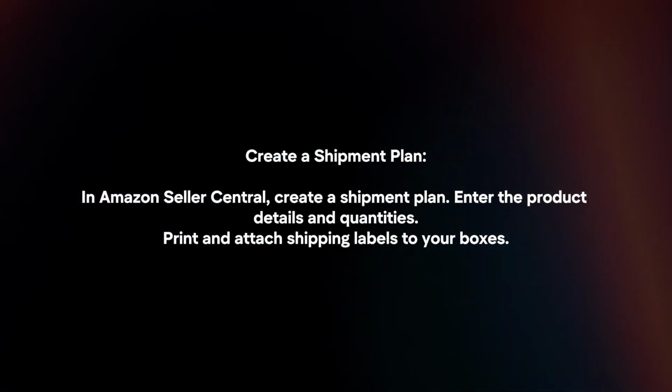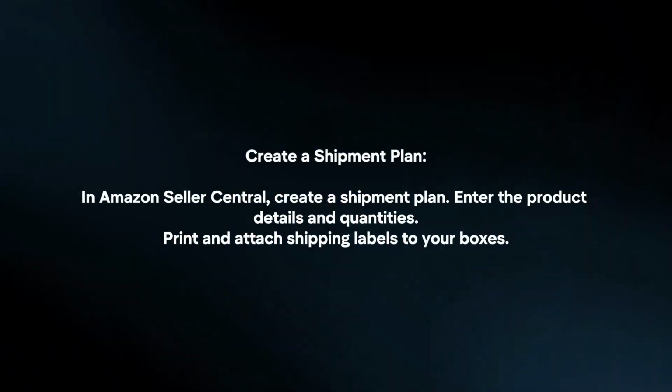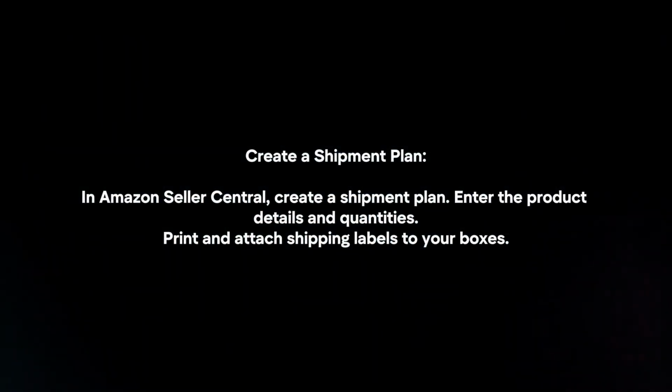Create a shipment plan. In Amazon Seller Central, create a shipment plan. Enter the product details and quantities. Print and attach shipping labels to your boxes.